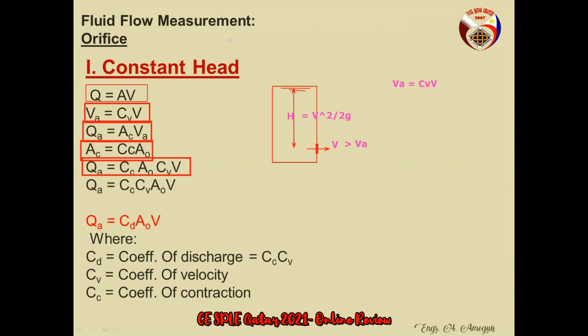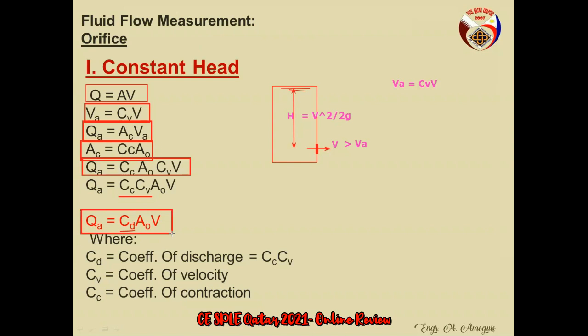Ngayon, pag pinagsama mo itong CV at saka CC, ito yung tinatawag nating coefficient of discharge. CC times CV is coefficient of discharge. Now, if not given, these are all equal to 1, so walang friction loss, or discharge loss. Kasi meron ding loss of energy due to contraction nung orifice. Yun yung normally ginagamit natin sa ibang application.